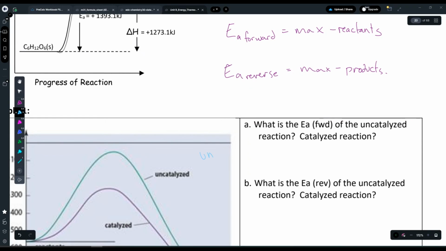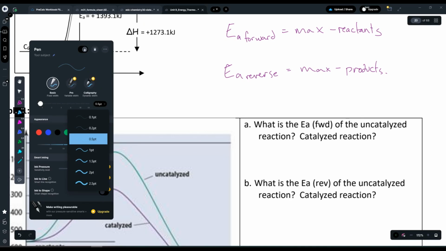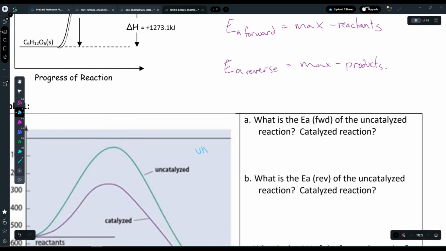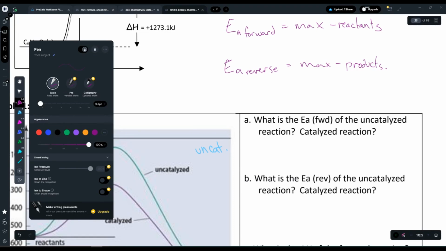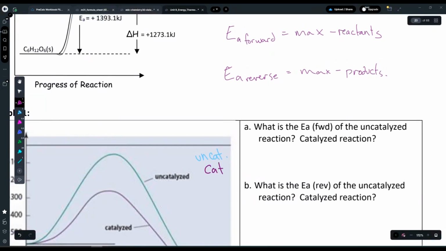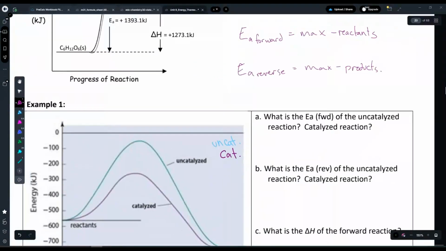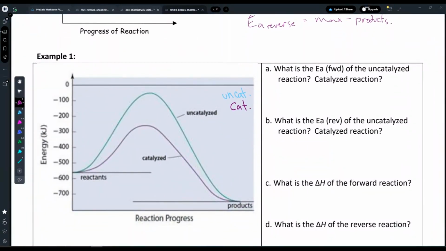So for the uncatalyzed, I'm going to do that in blue. And for the catalyzed, I'll do that in purple. So I'm abbreviating uncatalyzed to uncat and catalyzed to just cat. All right. So the uncatalyzed reaction, that's this green or teal line, whereas the catalyzed reaction is the purple line.